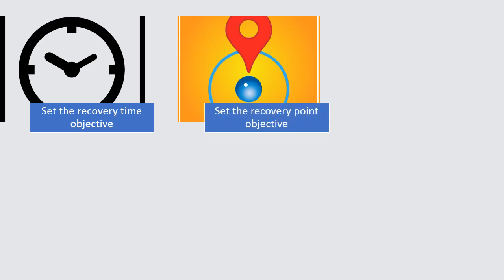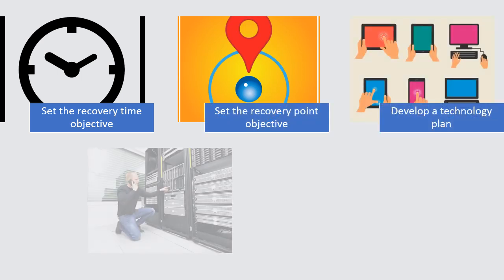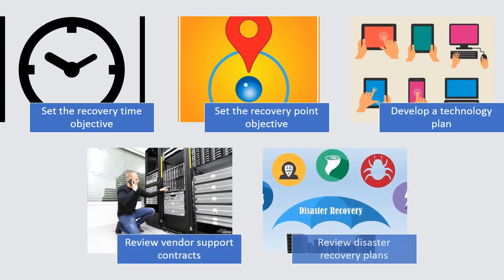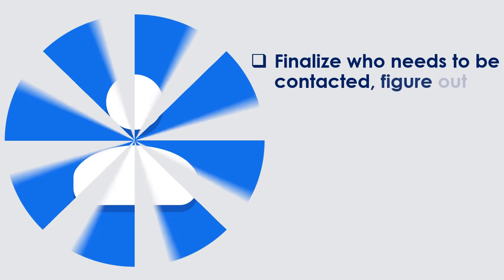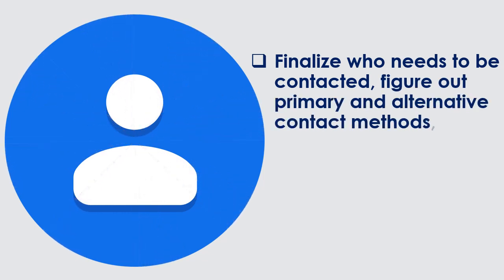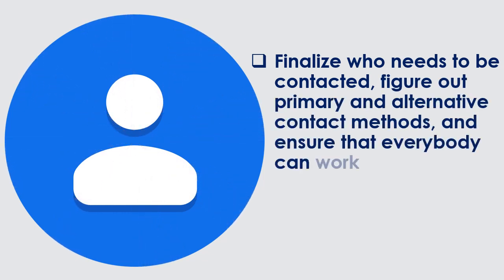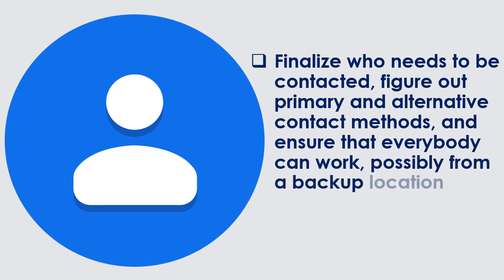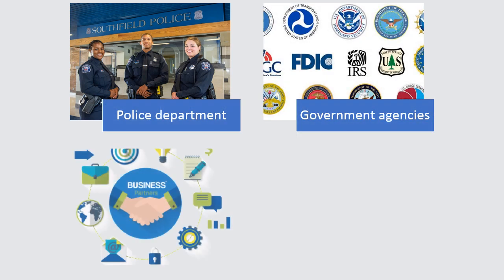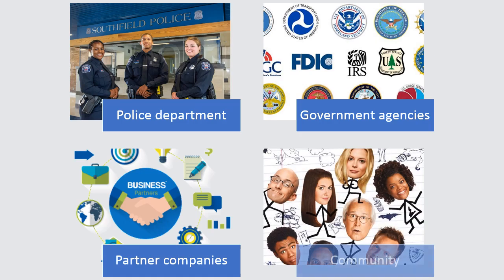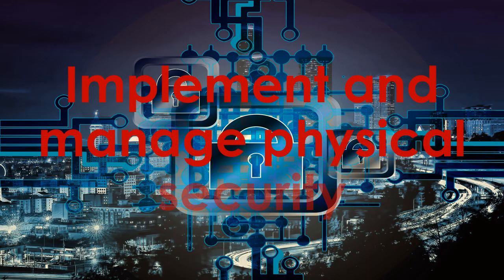Develop a technology plan, review vendor support contracts, and create or review disaster recovery plans. Finalize who needs to be contacted, figure out primary and alternative contact methods, and ensure that everybody can work, possibly from a backup location. Communicate with external units such as the police department, government agencies, partner companies, and the community. Implement and manage physical security.